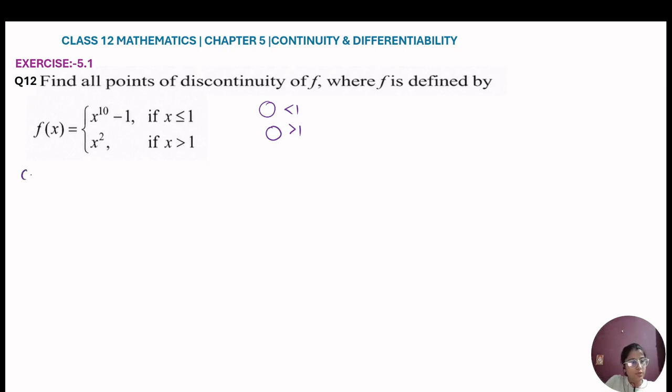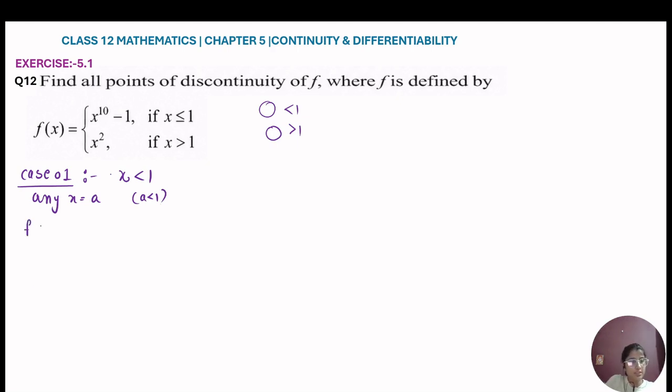So what will be our case 1? I think you can easily guess. Whenever x is strictly less than 1, just take any x equals a such that a is less than 1. To check the continuity, we will find its function value and its limit value. If they are the same, then it is continuous. If they are not the same, then we say it is discontinuous.